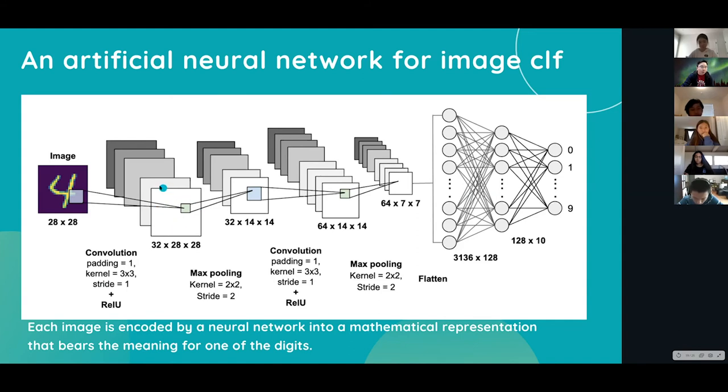And the reason why we have a stack of them is because there are 32 filters. So you can imagine each filter does a little bit different thing. And then here, oh look, we do a max pooling. Max pooling is very simple, very similar to the filters, but you just take the max value out of it.